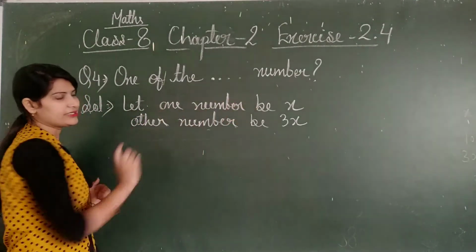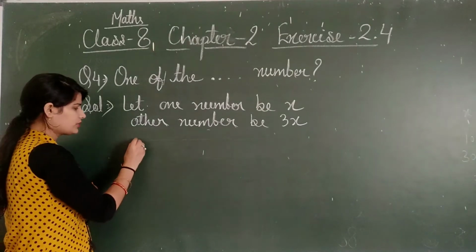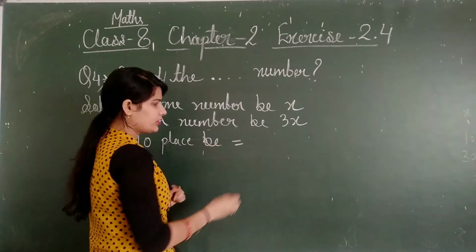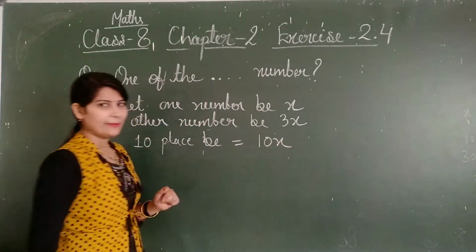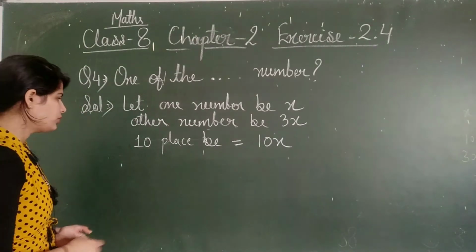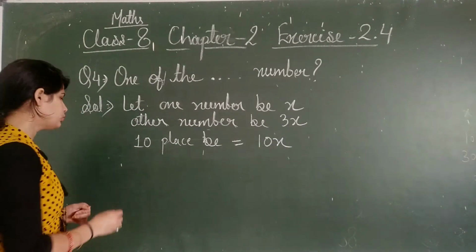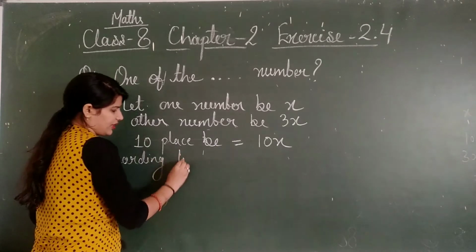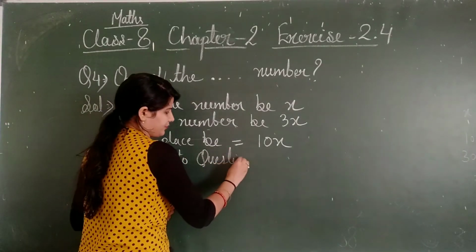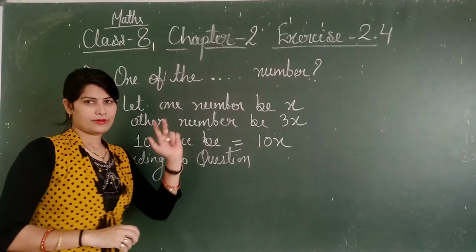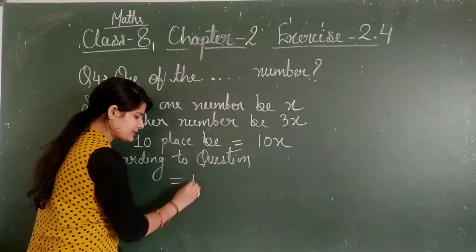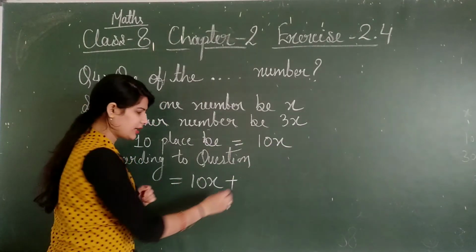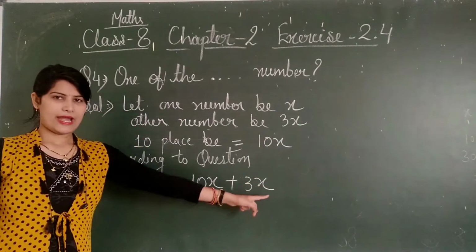Now let us take the tens place be x. So we take the tens place, it is equal to 10 into x. Why? Because it is the tens place of the number. Now 3x as it is. Okay. Now what we have to do according to the question. The two-digit number will be added. So what you will get is 10x. This is the tens place, and plus 3 times x. This is another number, the one-digit number. Okay. So add these numbers.